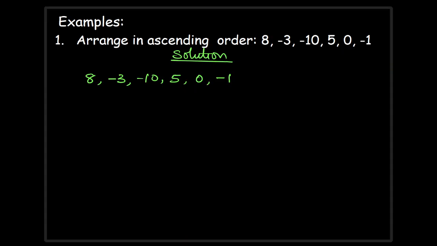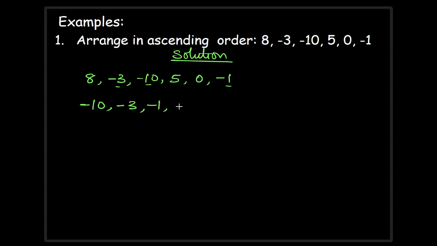Now, the negative numbers will always come first from the smallest. Negative numbers are always smaller than the positive numbers. So in the negative numbers, we have minus 3, minus 10, and minus 1. Which of them will be the smallest? Take note that in the negative numbers, the one that seems bigger is actually the smaller one. So minus 10 is the smallest number there. Next one is minus 3. Next one is minus 1.